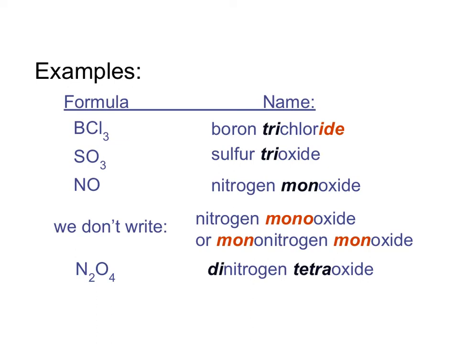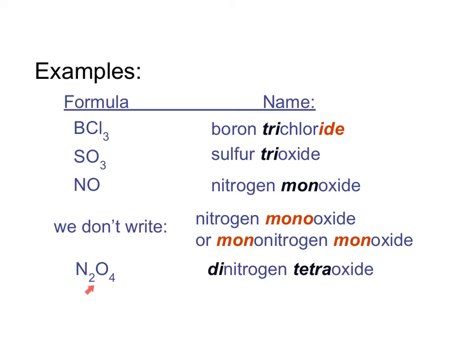Note that we drop one of the O's here. We do not write monooxide. It is simply monoxide. Also, if there is only one of the first atom in the compound, we drop off the mono. So we do not write mononitrogen monoxide. It is simply nitrogen monoxide.